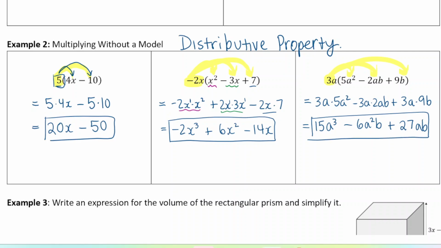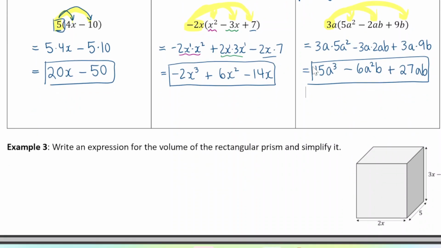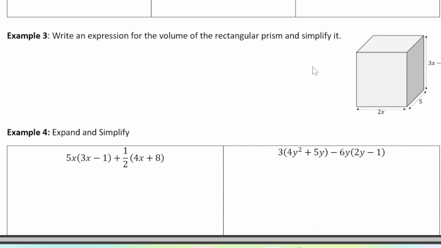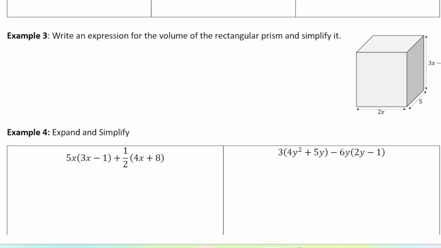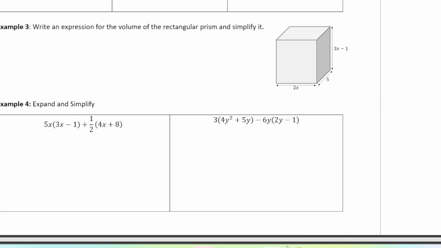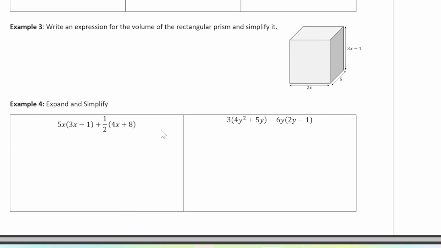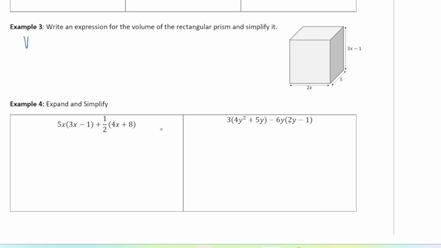All right, awesome. So let's do a connection now to our geometry. We're going to write an expression for the volume of this, and I'm going to zoom out a little bit so that you can see it. Okay, so volume of a rectangular prism is length times width times height. So for this prism, it's going to be 2x multiplied with 5 multiplied with 3x minus 1.